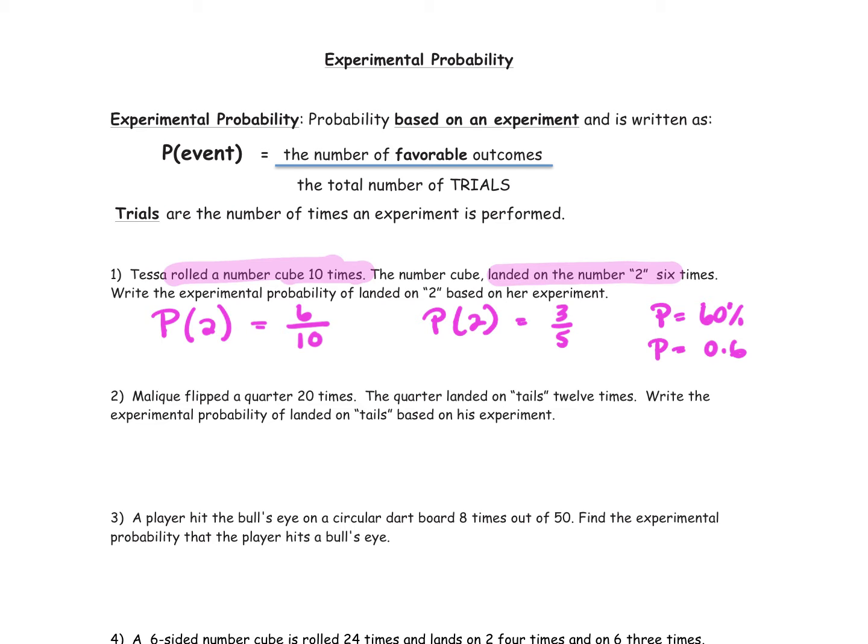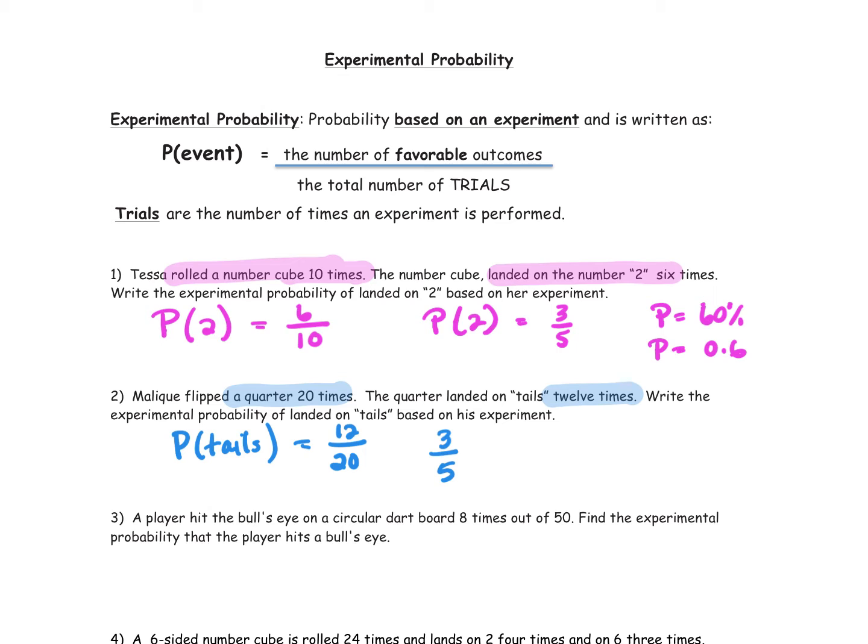So let's get back to number 2. Malik flipped the quarter 20 times, so there are 20 trials. The quarter landed on tails 12 times. So we write the experimental probability of landing on tails based on his experiment. We would put the probability, and the event we're looking for is tails. And it said that he landed on tails 12 times and he had 20 trials. Again, we could divide both the top and bottom number by 4, and so we could say that the probability is 3 again out of 5. That's just a fluke. It was the same thing.